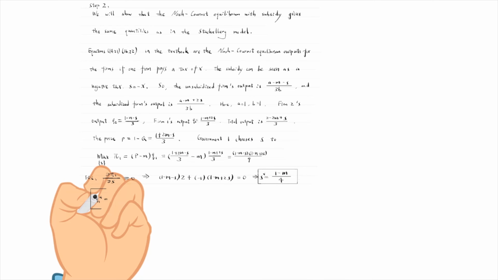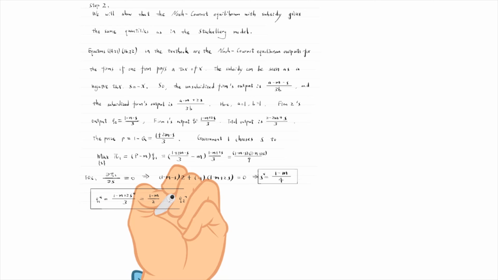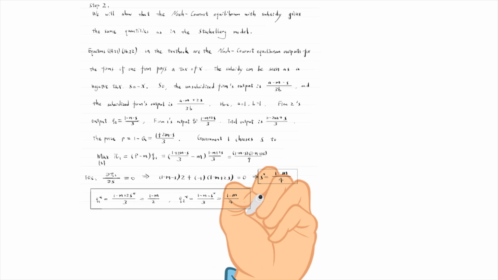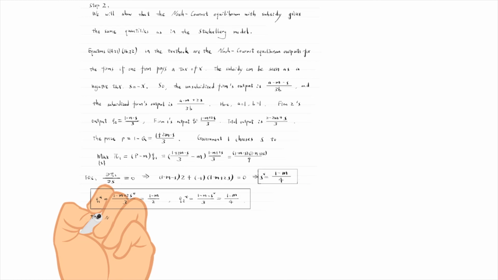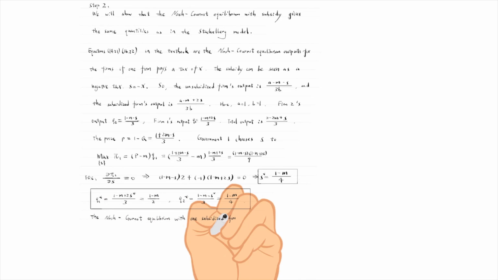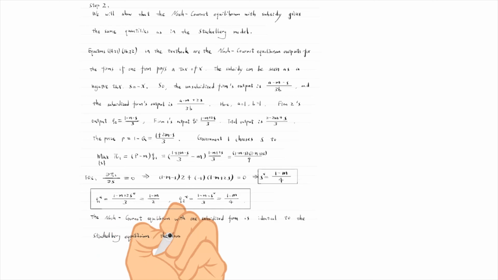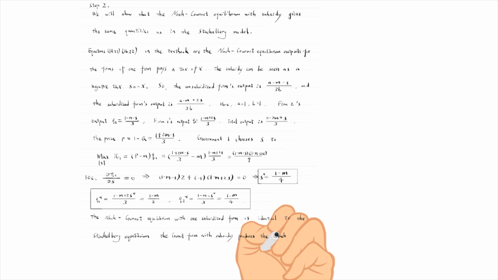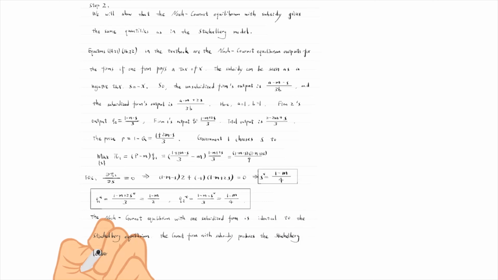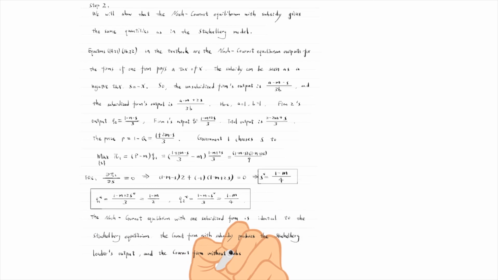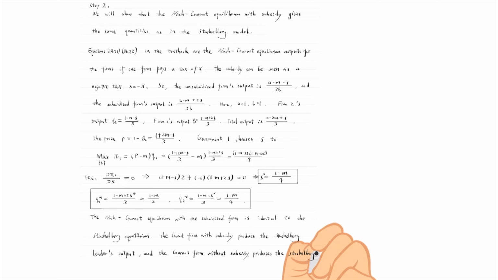Substituting it into the firm's Nash-Carnot equilibrium quantities gives the result. If the government maximizes the firm's profit, then the Nash-Carnot equilibrium with one subsidized firm is identical to the Stackelberg equilibrium. The Carnot firm with the subsidy produces the Stackelberg leader's output, and the other Carnot firm without the subsidy produces the Stackelberg follower's output.